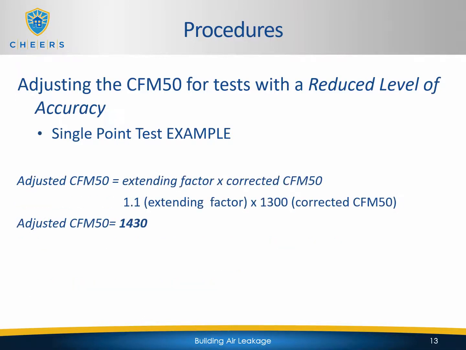So the adjusted CFM50 for this scenario is going to be the extending factor times the corrected CFM50, which we calculated earlier. And that's going to be 1.1, the extending factor, times 1300, which is the corrected CFM50. So the adjusted CFM50 is 1430.